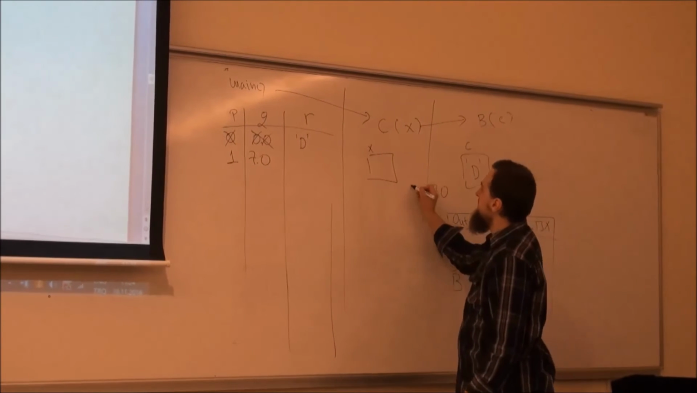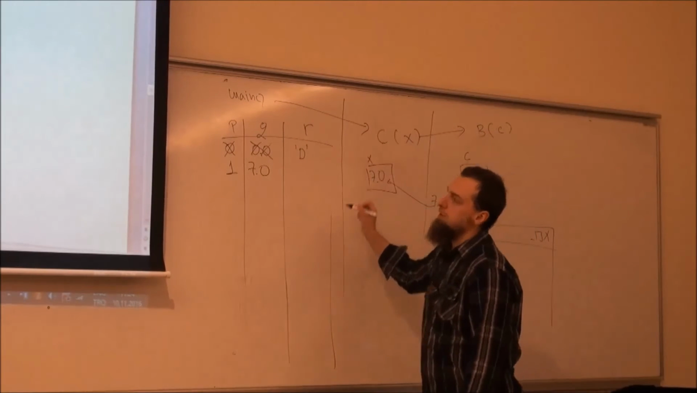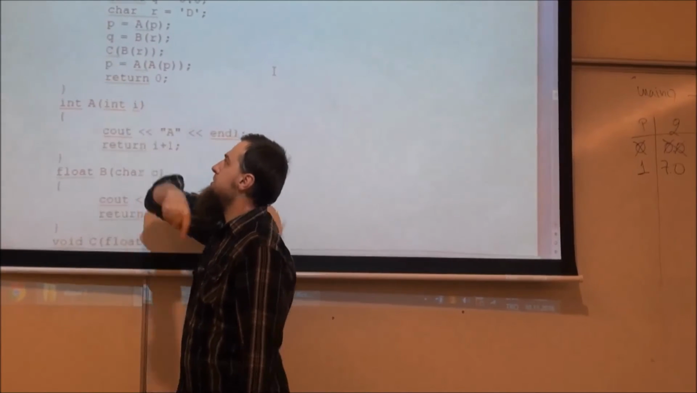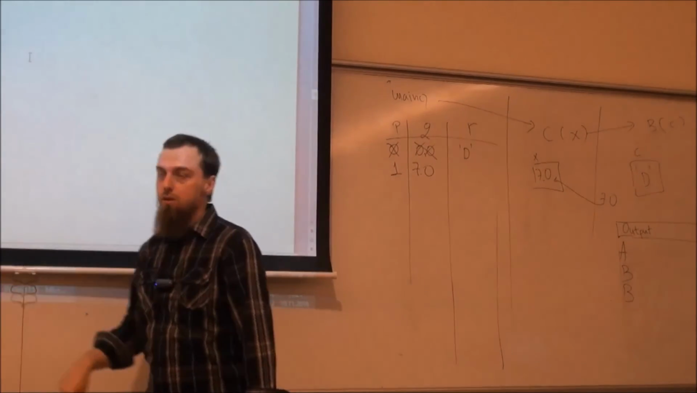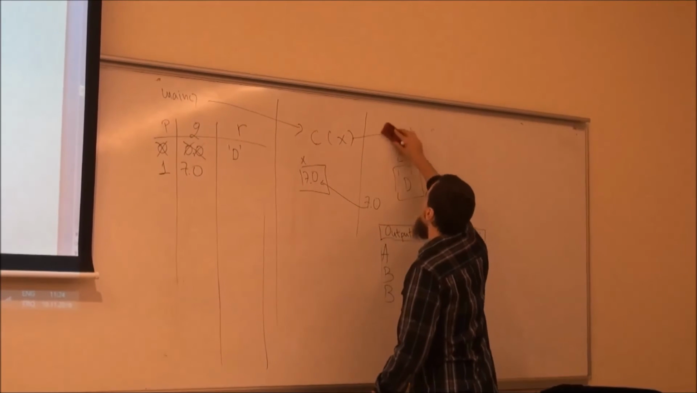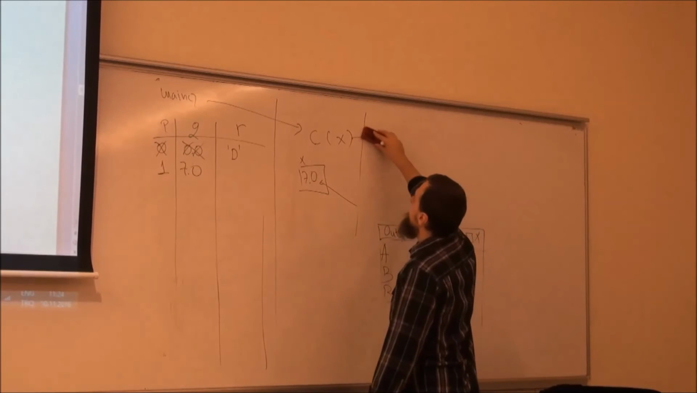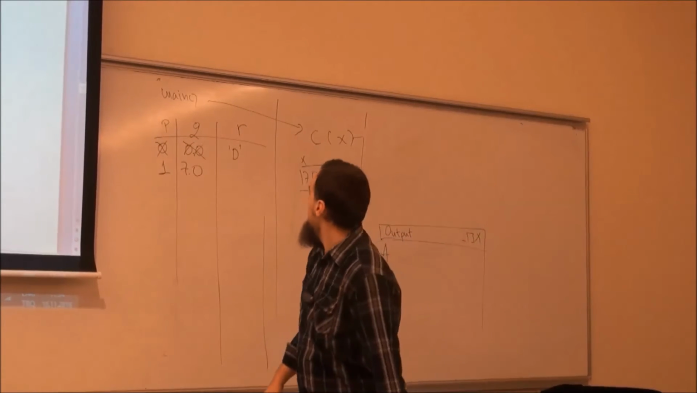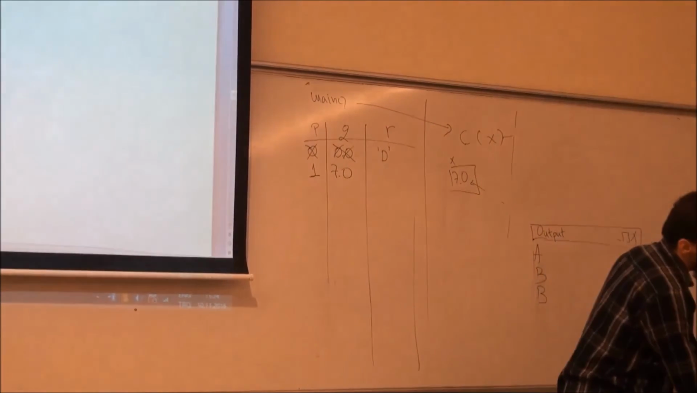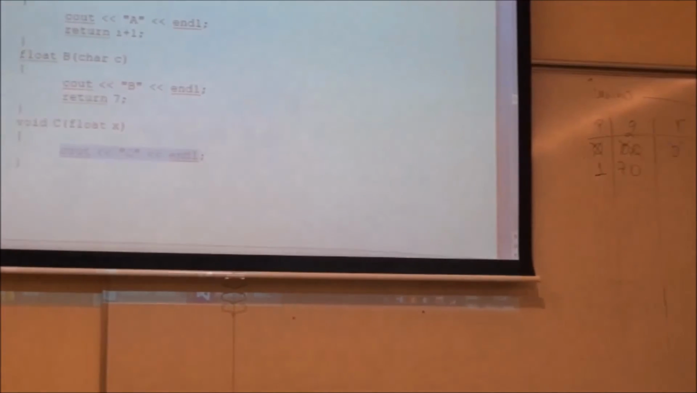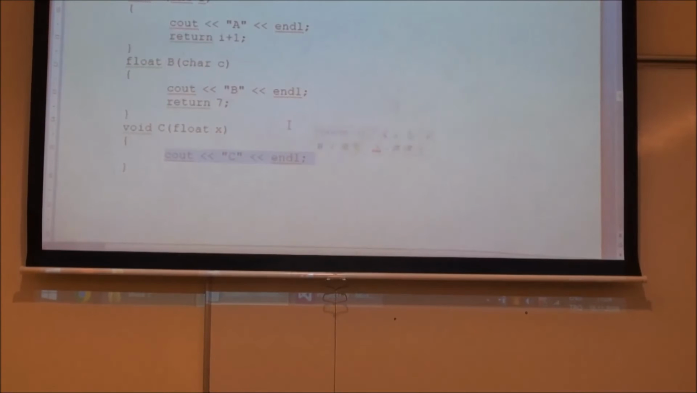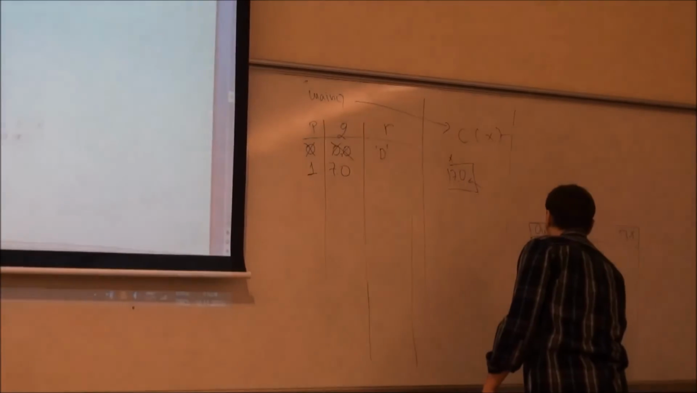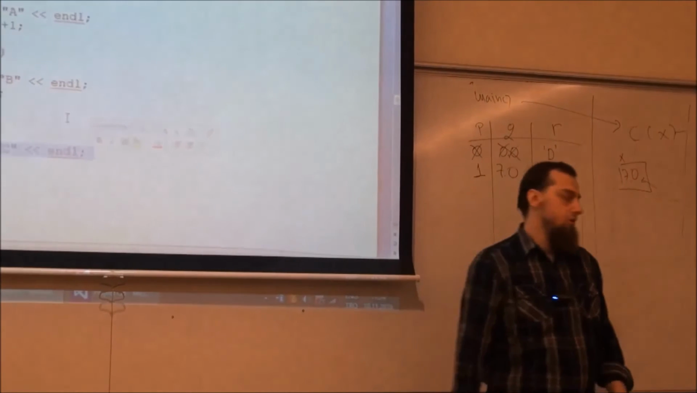And this 7.0 is going to be here. B of R returns 7.0, and this 7.0 is going to be a parameter for C, meaning it's going to be this float x here. Okay? So everything associated with B is going to be erased. X is 7.0. We took it from B. Now let's see what C is doing. C is just printing C, nothing else. And it isn't returning any value. That's why at the console we print the C. We go to a new line because of the end line.